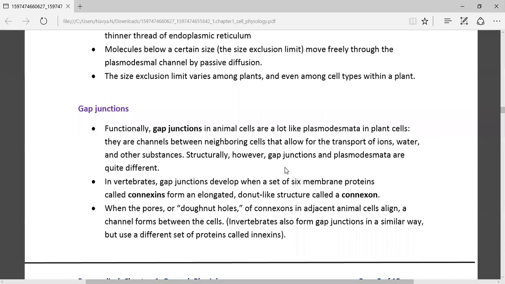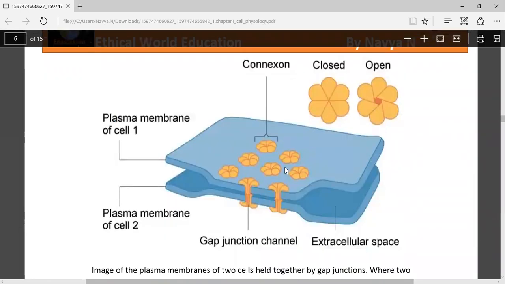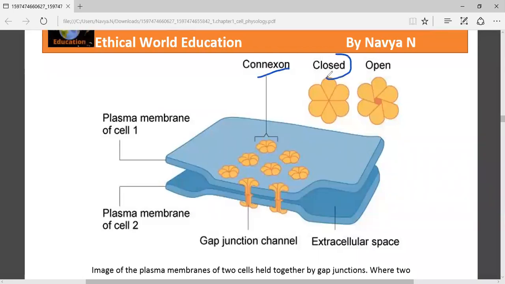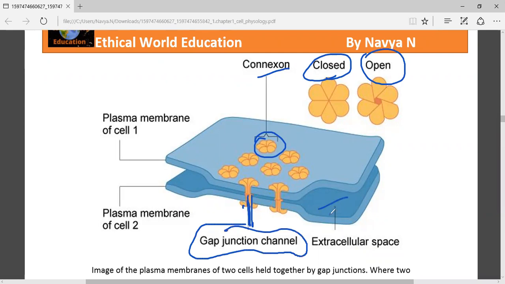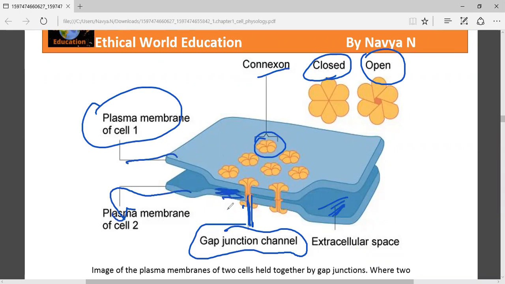We'll see some other concepts where I have discussed the connexon. This is the closed and open structure. This is the gap junction channel, and this is the extracellular space. Here are the two plasma membranes, and in between is the gap junction channel, and the upper part is the connexon.